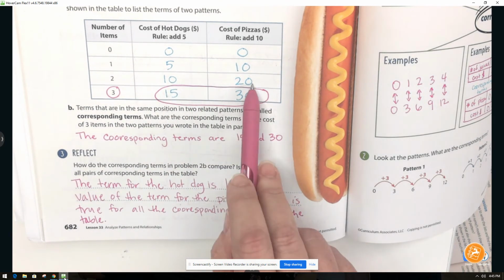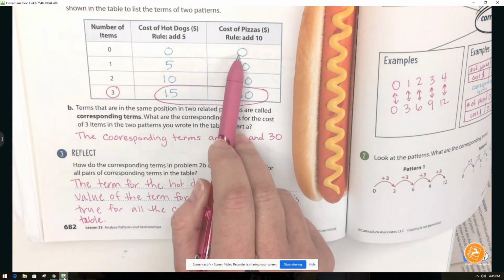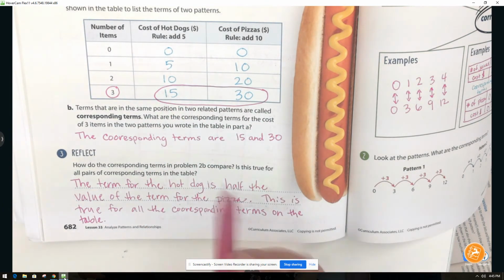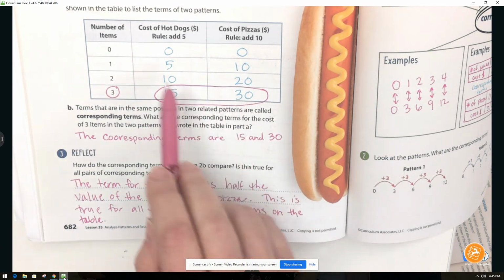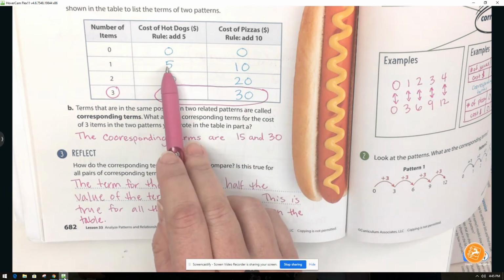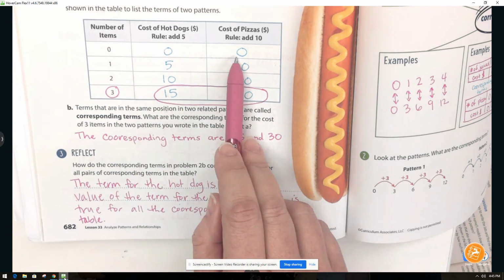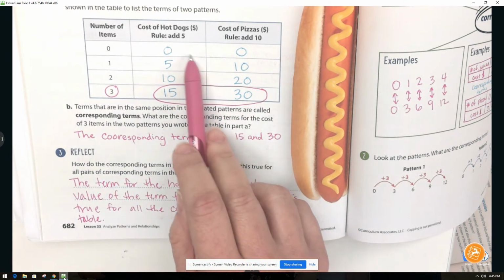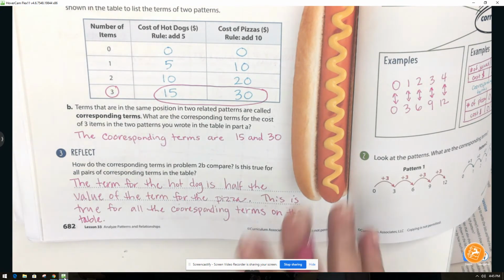10 is half of 20. 5 is half of 10. And can you have half of 0? No. So it's just going to stay 0. But the point is that the relationship between these two numbers, in this case, the first term is always half of the second term. Or you could say the second term is 2 times the first term. Either way you say it, it's still true.